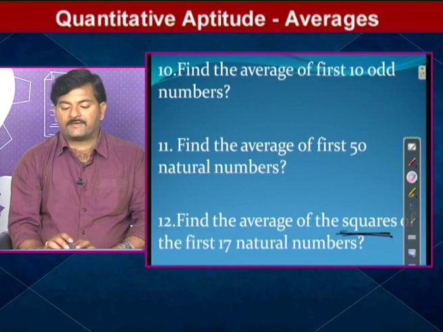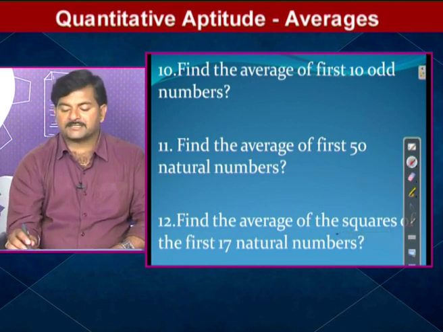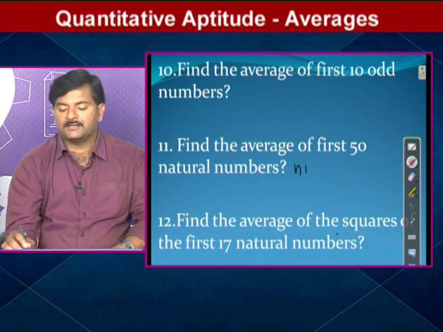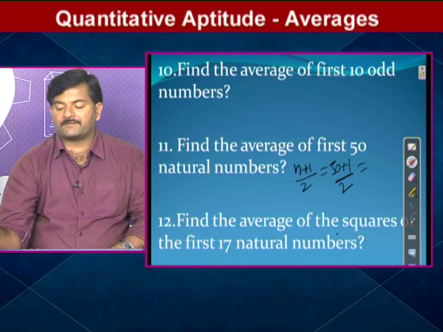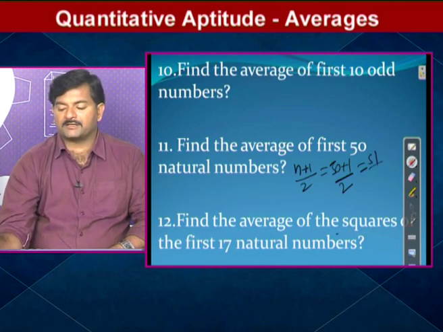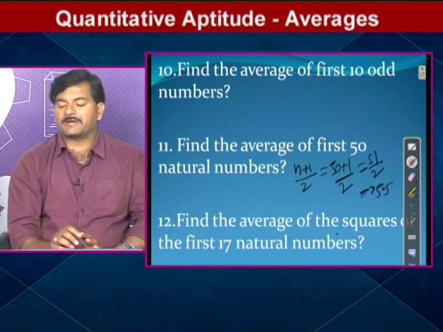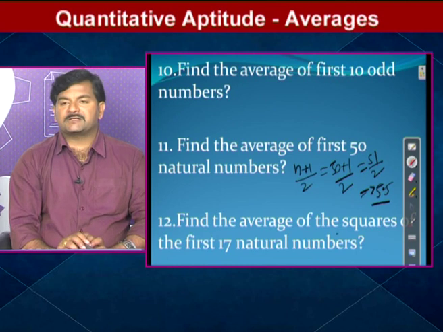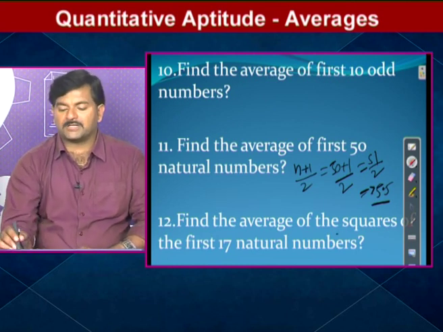Find the average of the first 50 natural numbers. Formula is what? n plus 1 by 2. Simply 50 plus 1 by 2, which means 51 by 2, so we can write 25.5. So 25.5 is the average of the first 50 natural numbers. You can solve it simply.